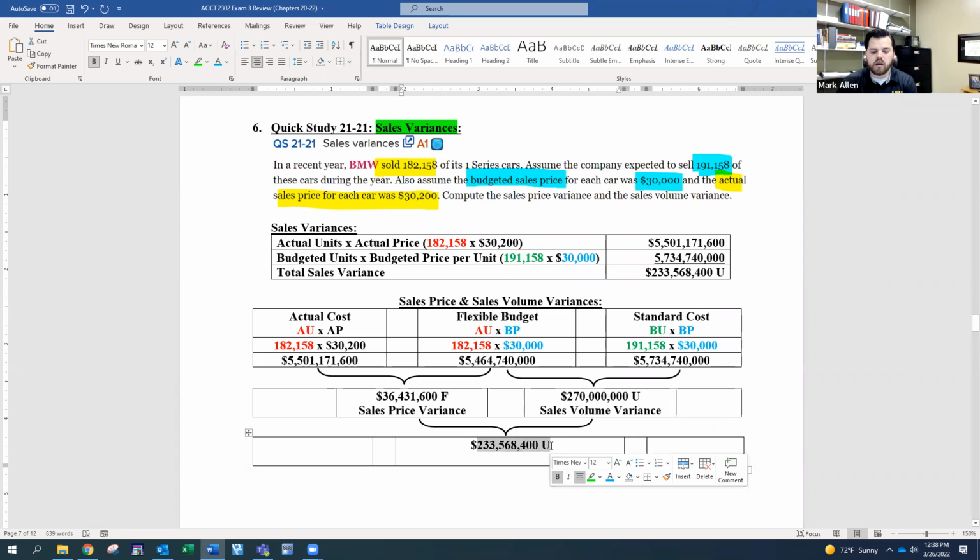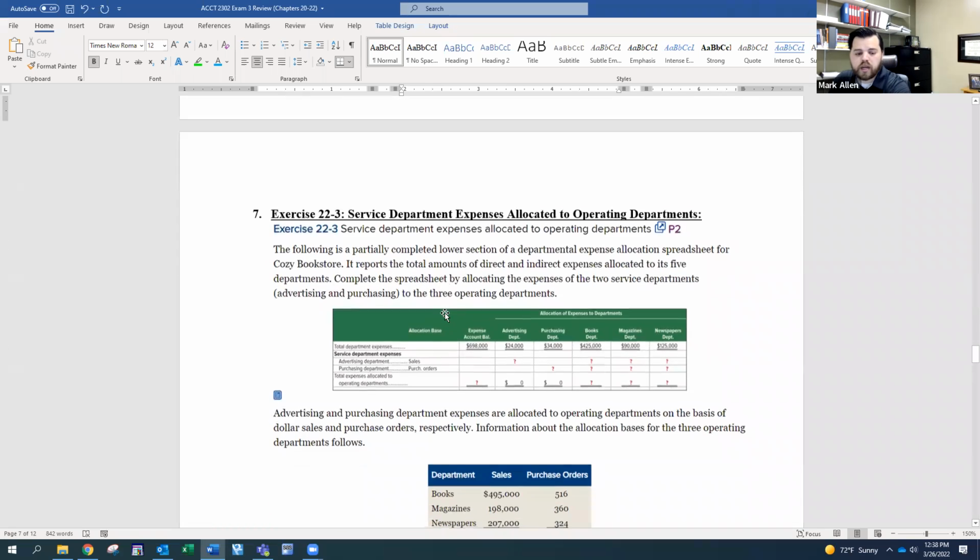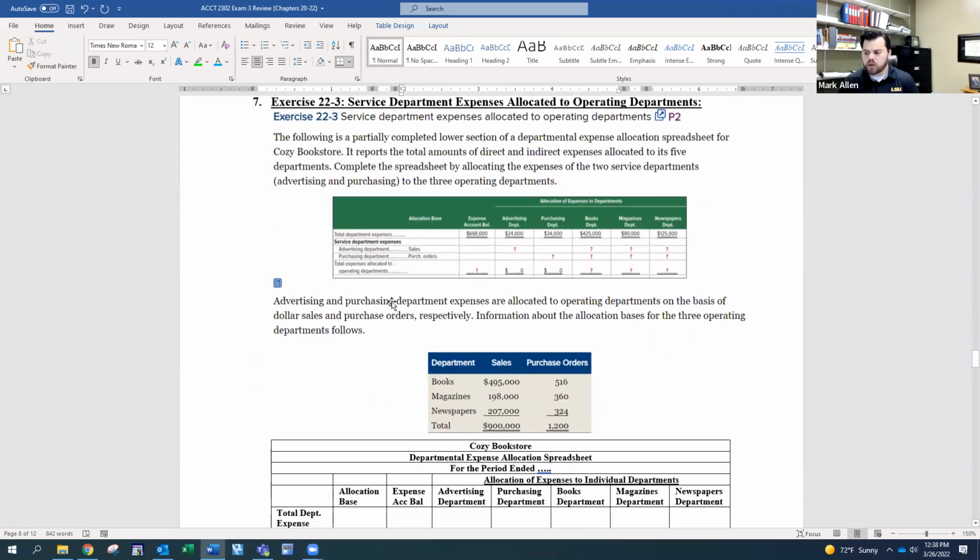And notice this number is the same number that we got up top. In the end, we knew that's what we should be ending at. And this is our total sales variance. Okay, at that point, we are done with chapter 20 and 21. Those are probably the two longest. 22 has one long problem, and it's actually the first one that we're going to be doing here.